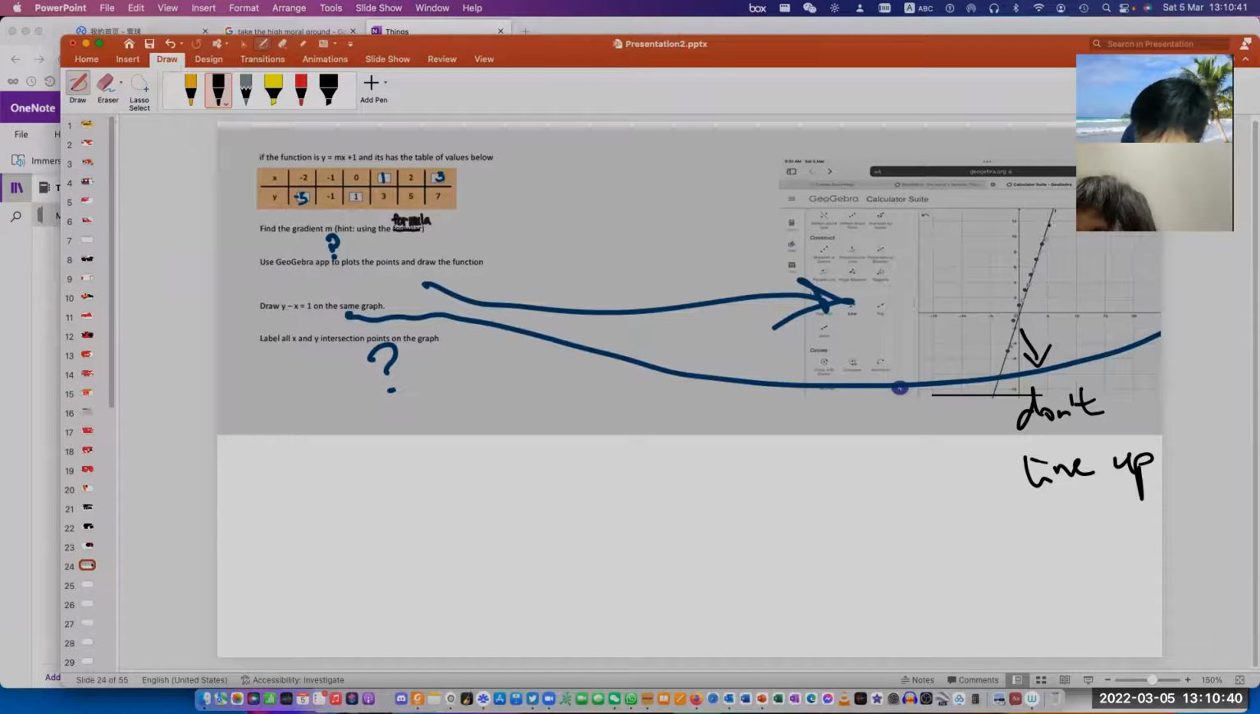So one of the points might be off. I think point A is off. If your point A is somewhere here, then you can probably line up all the points, so you want to check your point A. The function is y equals mx plus 1. Then find the gradient m first. You don't have the formula, so you are wrong. Without the gradient, how do you do it? Cannot do.